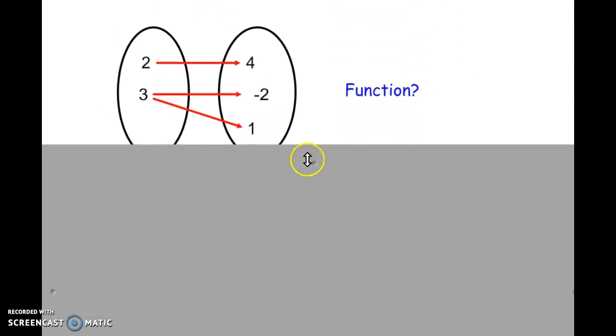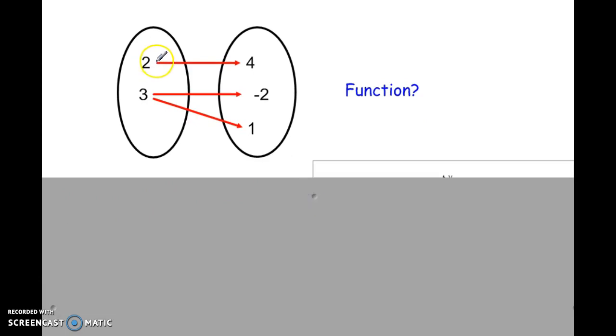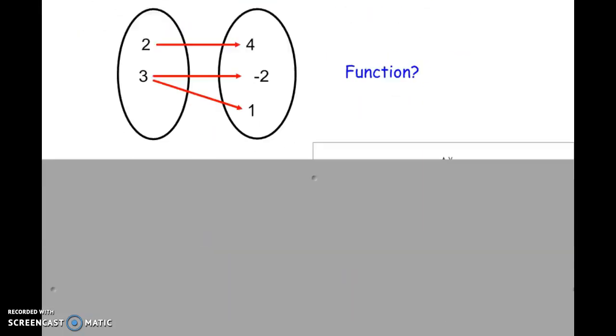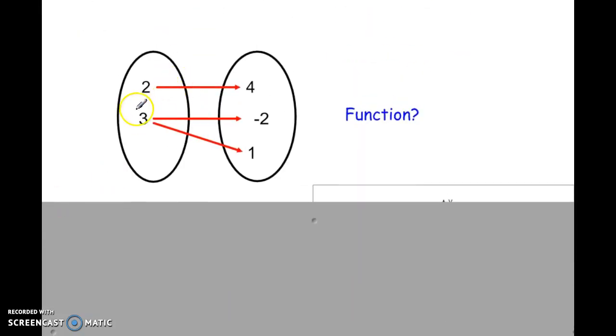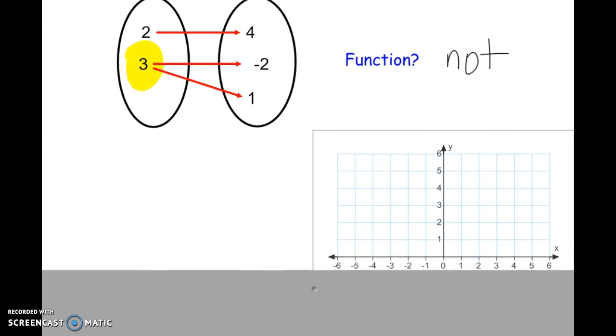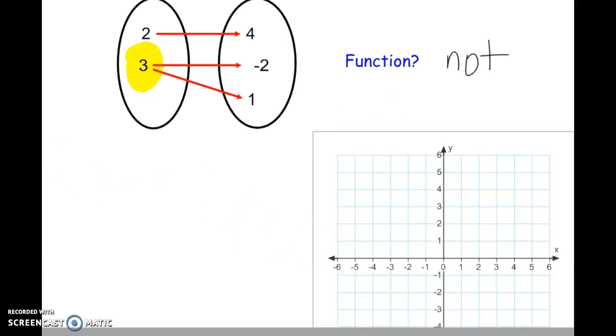Go to this one. Is this a function? Well, according to the definition, every element of the domain corresponds with exactly one element of the range. Here's the problem. This guy has two partners, right? So 3 goes to -2. 3 also maps to 1. So this is not a function. And if you look at this graphically, you might see something here. You'd see that 2, -4, somewhere down here.